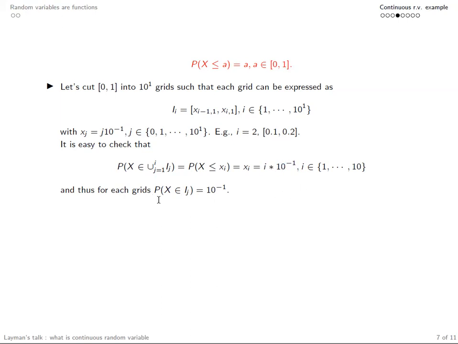And for each grid specifically, given these grids are of the same length, it's not very hard to check that the probability of X taking values in those grids will be 0.1, which is also 10 to the power minus 1. Right? For example, we can take a look at the first interval, the first grid, which is from 0 to 0.1.